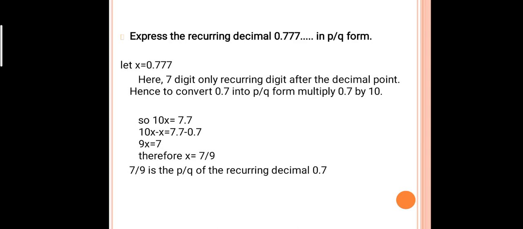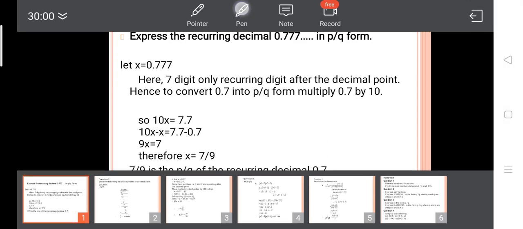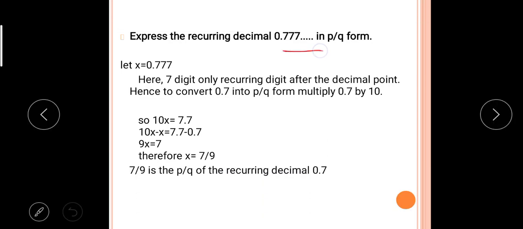Now students, see the first example: express the recurring decimal 0.777 in the p by q form. We have to convert this recurring decimal. What is meant by recurring? Recurring means that after the decimal, a digit is repeating. So here digit 7 is a recurring type. How to write it?